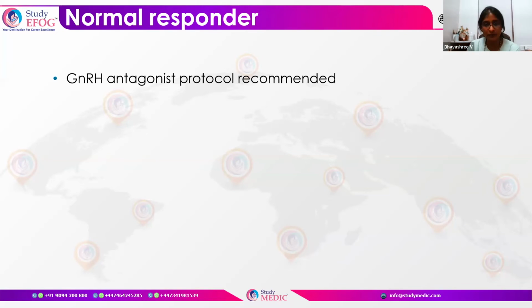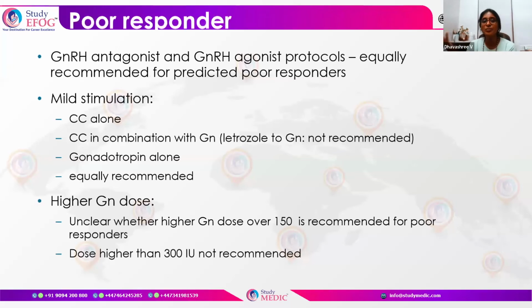Okay. Hope I'm clear so far. So coming to the poor responders. Poor responders are those for whom we can use both an agonist protocol or an antagonist protocol. Both are equally recommended for poor responders by Dhavashree. So these women can undergo either agonist or antagonist, because it does not make much of a difference in the outcomes.